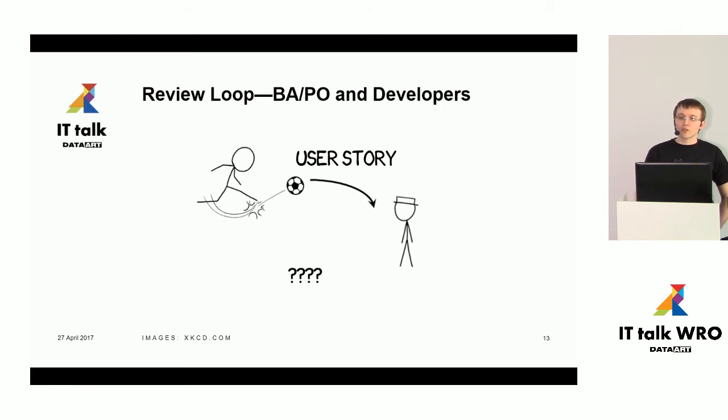Then let's switch to the review loop between business analysts and developers. Again, user stories are shared in the same way, probably on the same grooming or planning meetings. The issue is that at that meeting, developers do not provide any feedback, any immediate artifacts business analysts can review, because their output is working software which is going to be ready after development is completed.